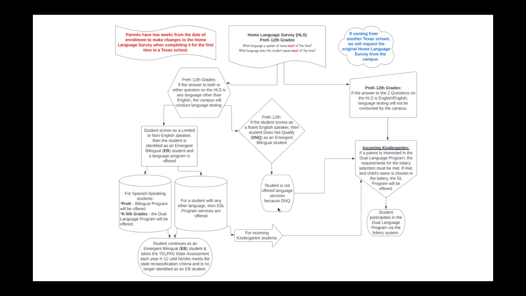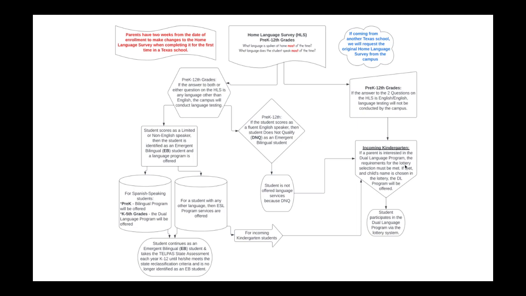If the student did not qualify, then language services will not be offered. If the answer to the 2 questions on the home language survey were English, English, then language testing would not be conducted by the campus.